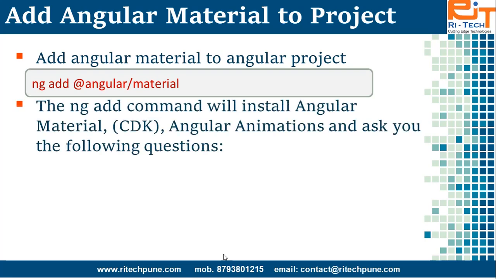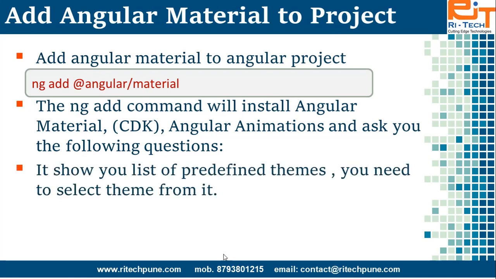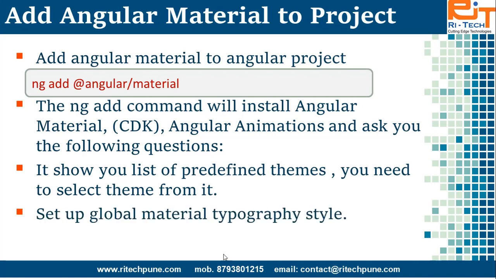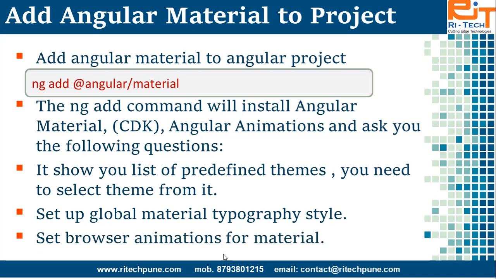Now the ng add command will install Angular Material, CDK, and Angular animations, and ask you the following questions. So this command will install Angular Material inside the Angular project with the CDK. CDK is called Component Development Kit, and Angular animations. While you're adding this to the Angular project, it will ask you the following questions. It shows you a list of predefined themes. You need to select one from it. Then set up the Google Material typography style, and set up browser animation for Material there. Now it will perform a lot of things in the background.